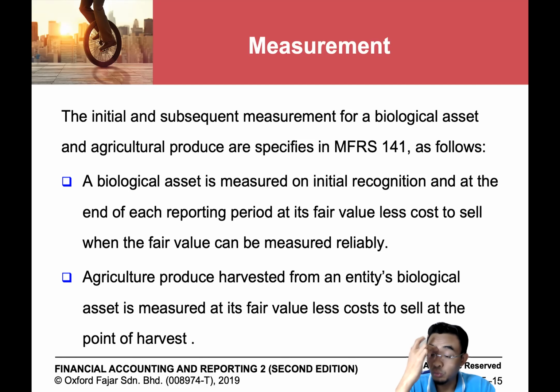So the wool, the price of the wool, because we are not purchasing the wool from our suppliers or whatsoever. It comes from our biological asset, which is the sheep. The wool comes from the sheep. So how do we value it? We have to measure the wool at its fair value less cost to sell at the point of harvest. On the day we harvest the wool from the sheep, we look at the price at that time, less cost to sell.